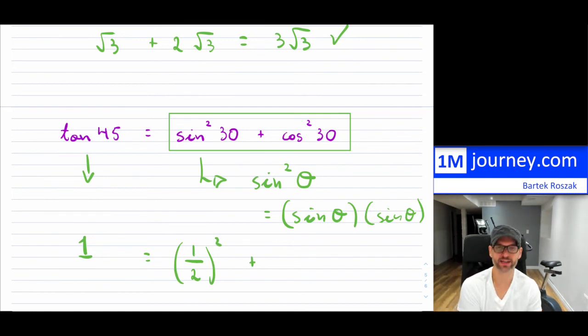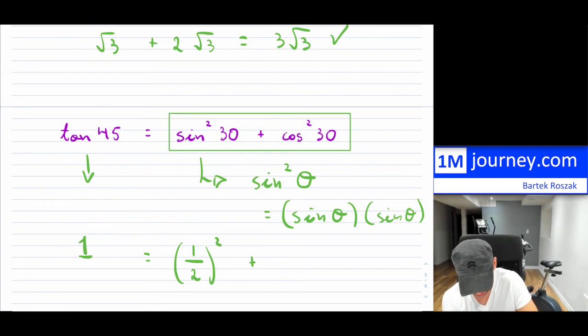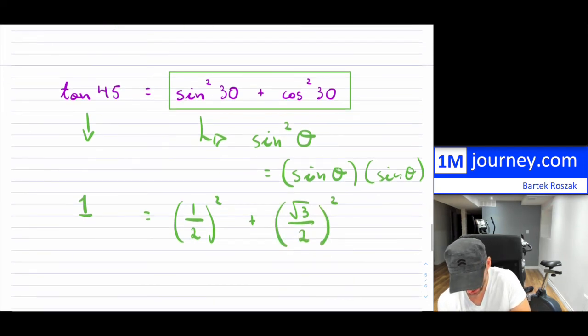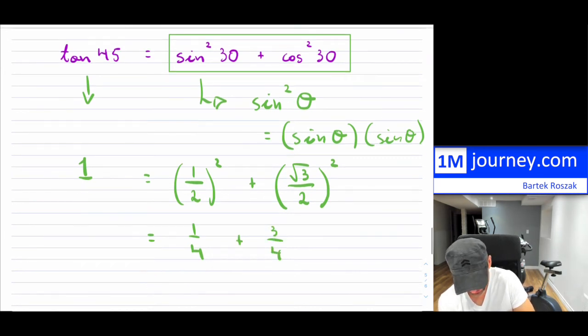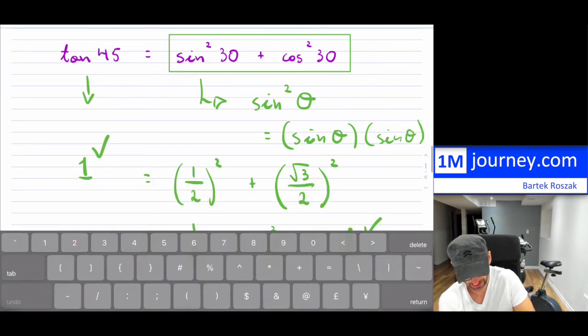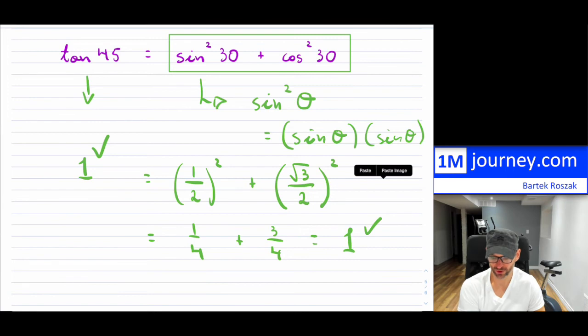Now, cosine of 30, if you may remember, is square root of 3 over 2, squared. If I square this, it's going to be 1 over 4 plus, this is going to be 3 over 4, and what does that equal? To 1. So, indeed, this is exactly what it equals. So 1 is equal to 1.